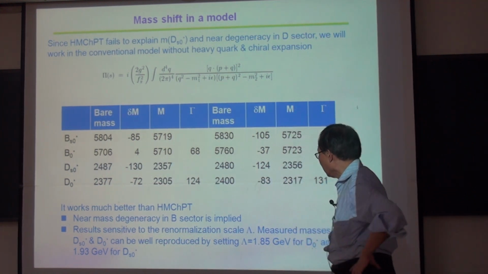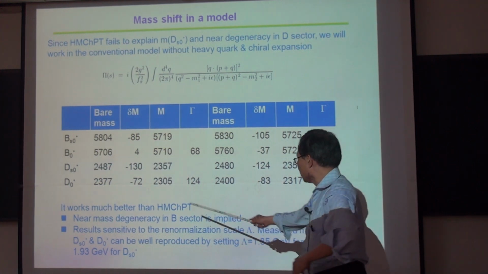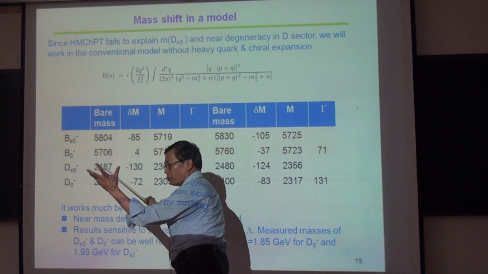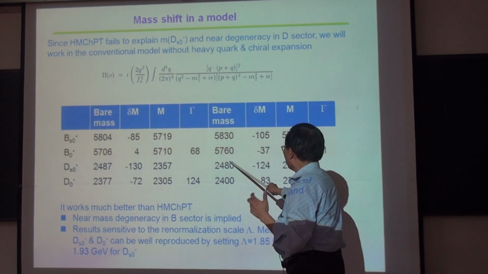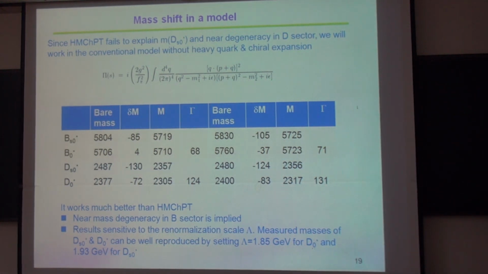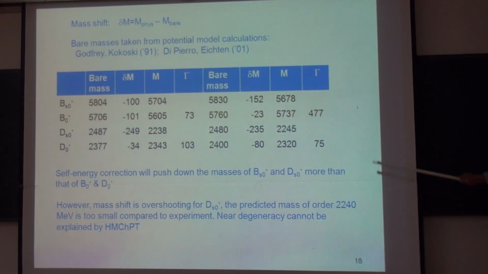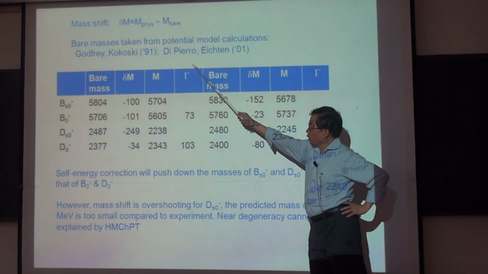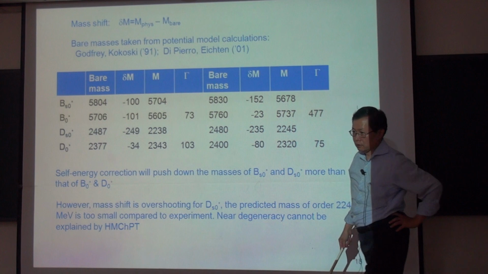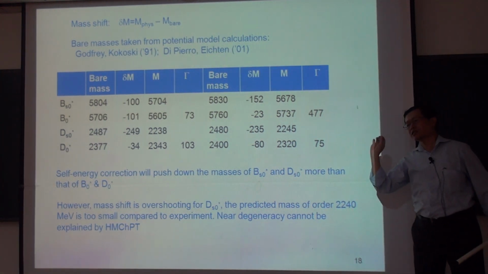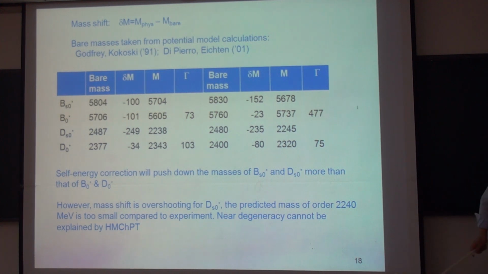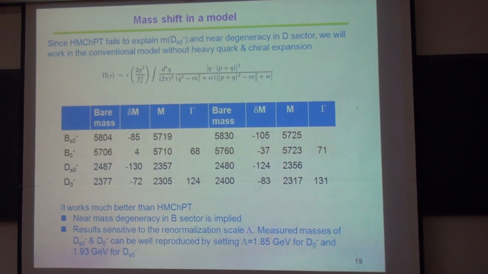What's the difference between the two masses? Excuse me? What's the difference between the two masses? Different here. Yeah. The original bare mass, 2487 and 2487. Oh, this is a bare mass due to the different gentleman. It's a calculation, it's given by Di Piero, and this one is given by Coffee. It depends on your input. So I will mention it later on.